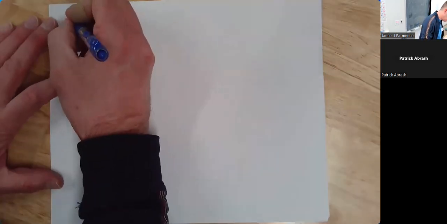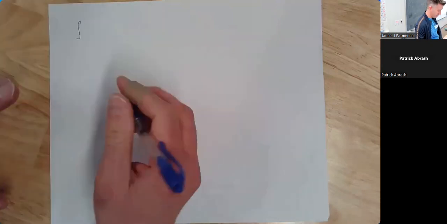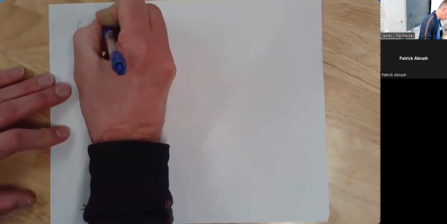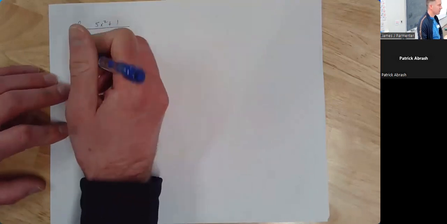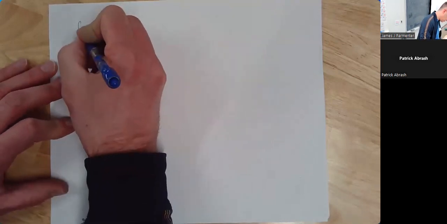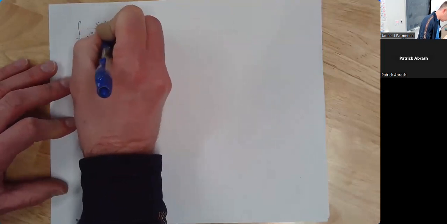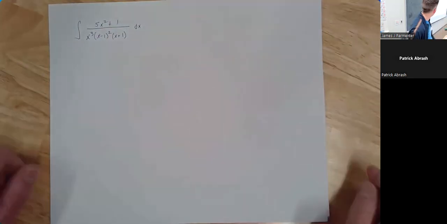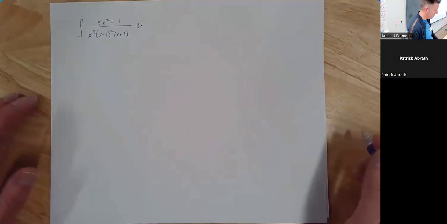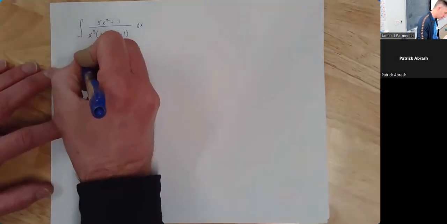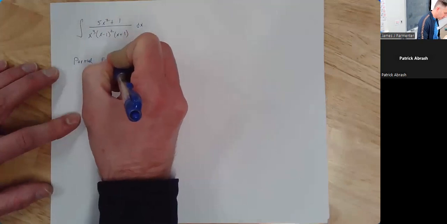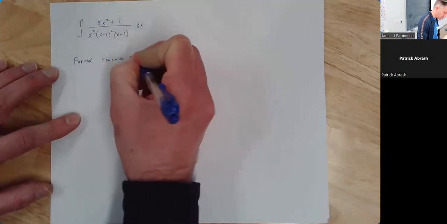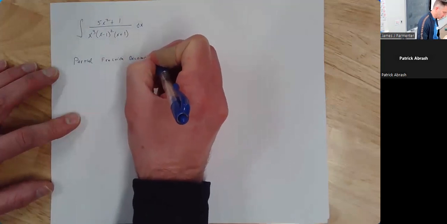Let's look at this one here. Actually, let's look at something. We're not going to actually do this next one. I'm just going to show you something. So let's say I was going to try and integrate, although I'm not going to, because I'm sure it's going to be absolutely terrible, 5x squared plus 1 over, let's make it really truly insane, x cubed times x minus 1 squared times x plus 1 dx. So here's the deal. When you try to do the partial fraction decomposition, what this denominator has is what's called repeated linear factors.